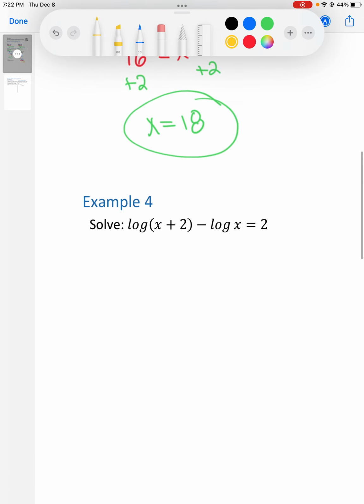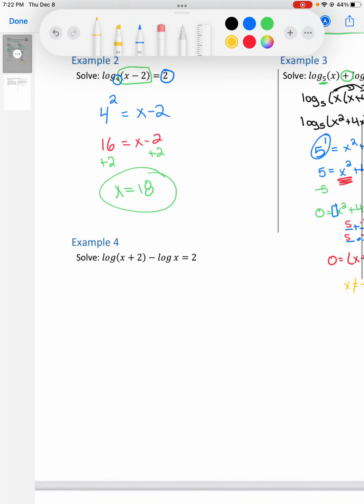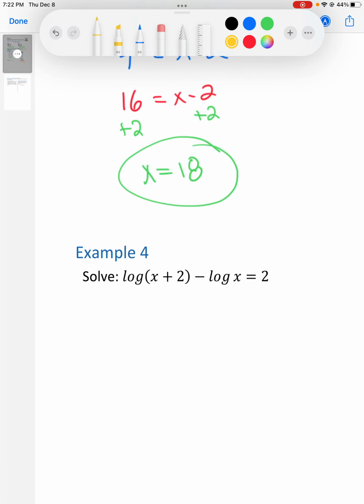Okay, last one on this page, and then I think there's 2 word problems. Okay, again, we can combine these using our log properties. So log base 10 of x plus 2 divided by x, and that equals 2.